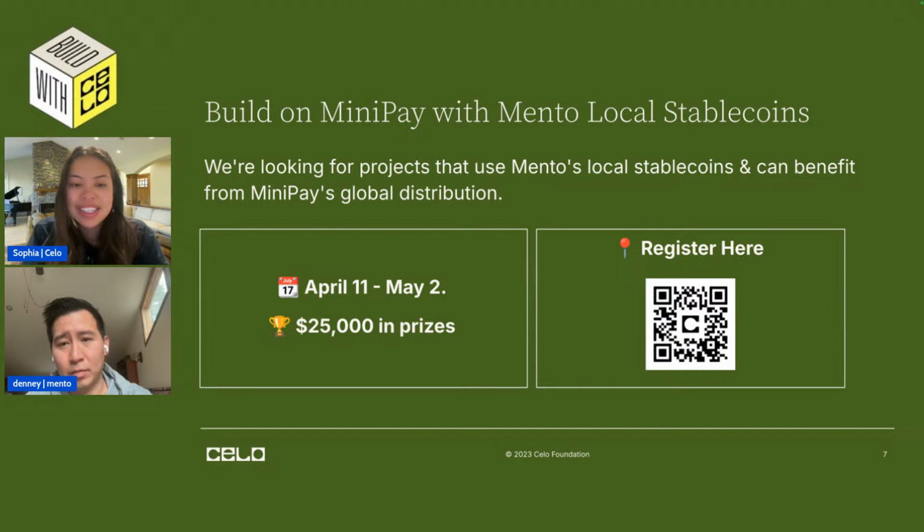Some dates. April 11th through May 2nd is when the hackathon is occurring. It's a 3-week virtual hackathon. You can register now until May 2nd, and we'll have over $25,000 in prizes. This is a huge opportunity for builders.